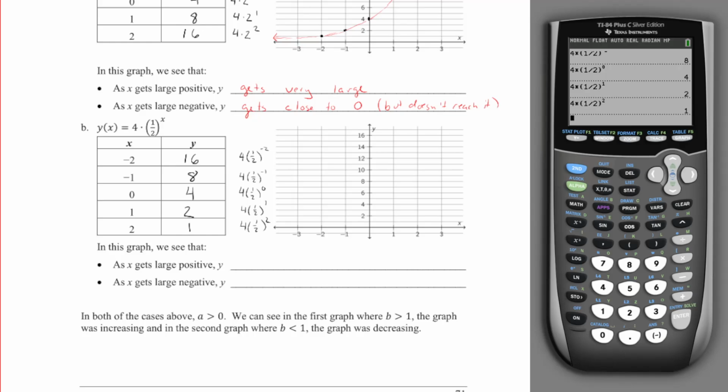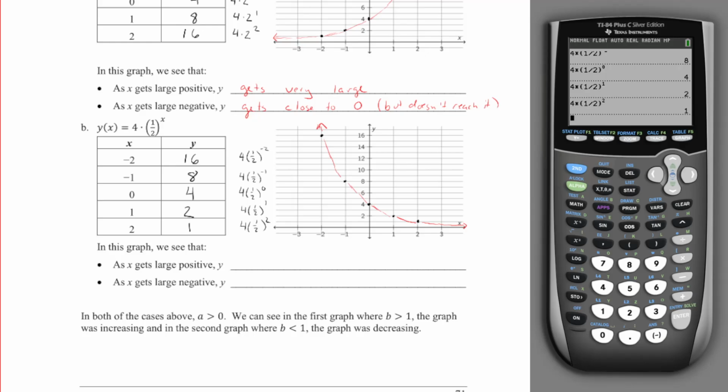So again, let's plot these points. X is negative 2, y is 16. X is negative 1, y is 8. X is 0, y is 4. X is 1, y is 2. X is 2, y is 1. So now we see a kind of similarly shaped curve, but now it's decreasing. And in fact, it's decreasing really fast at first, but then it slows down.